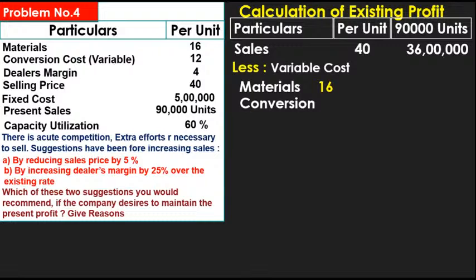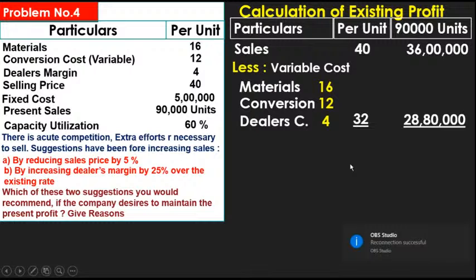Which expenses are made in the factory to produce the product? Generally, that cost is treated as a conversion cost. What is the conversion cost? The expense is 80,000. Dealer's commission rupees 4. The total variable cost per unit is 32. 32 into 90,000 units is 28 lakh 80,000.